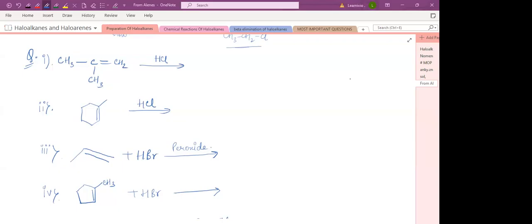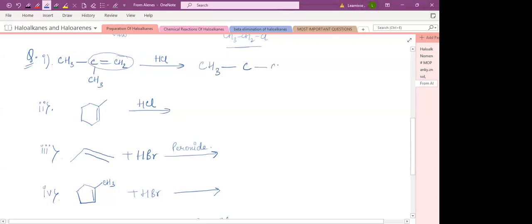Yeah, good, Jibita. That was for the first one, right? When the peroxide is absent, right? So the bromine will attach to that carbon which has less number of hydrogens. Yeah. So you have to see between these two, right? So what was the answer?